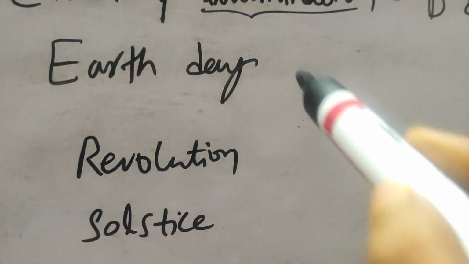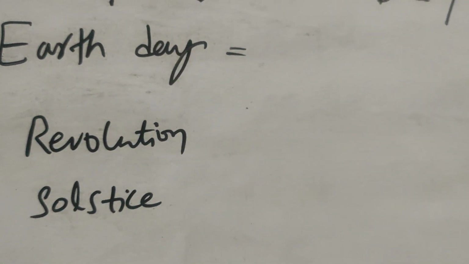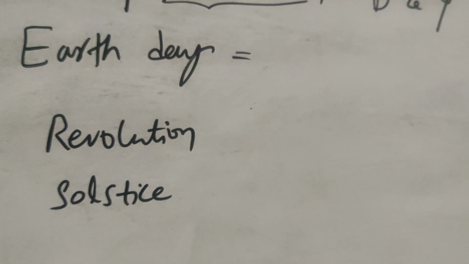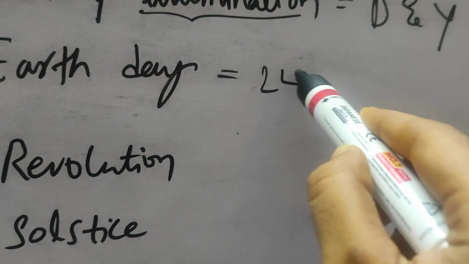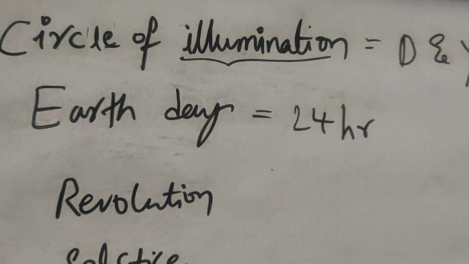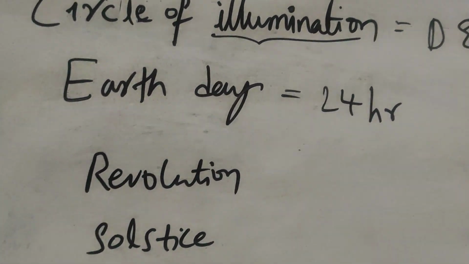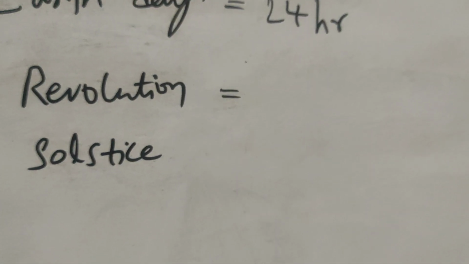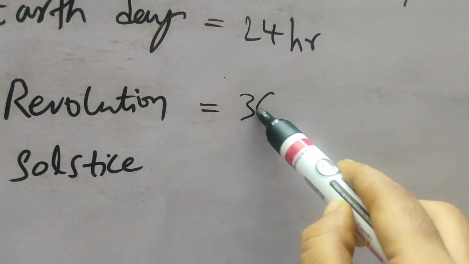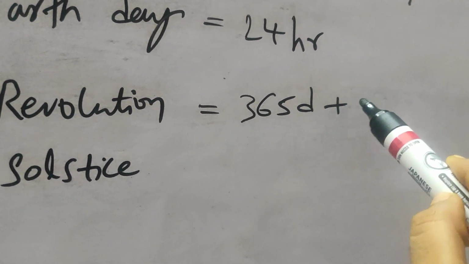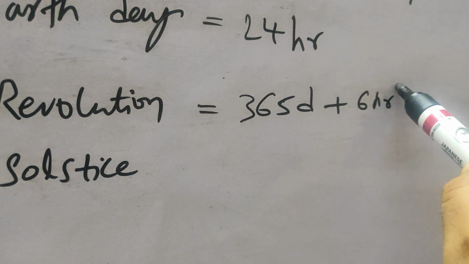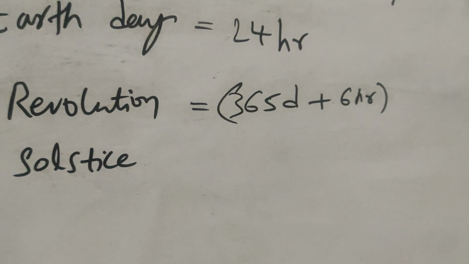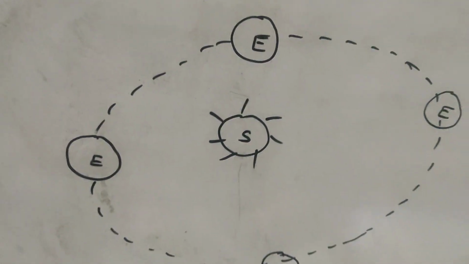Okay, and earth day means what is the work of an earth? It's rotation time. So it takes a spin around itself, and for that it takes 24 hours. It's simply nothing but the rotation time of the earth, which is called earth day. And revolution, obviously it takes 365 days. Not exactly, it is 365 days plus 6 hours. This is the exact time required for the earth to revolve around the sun in an elliptical orbit.